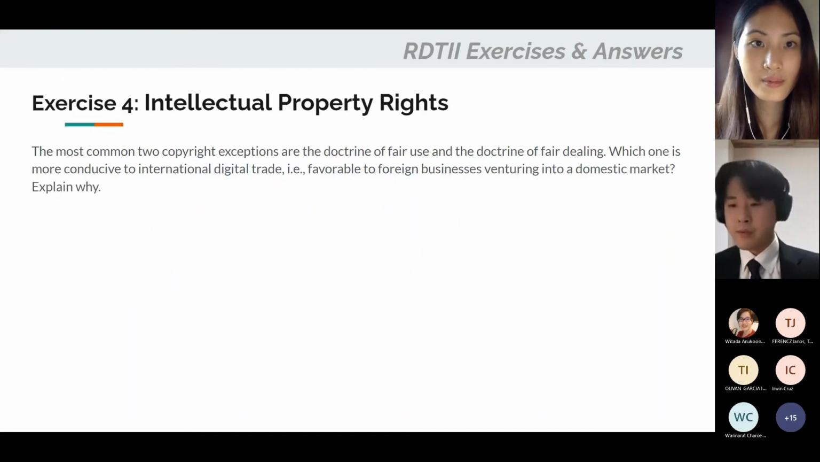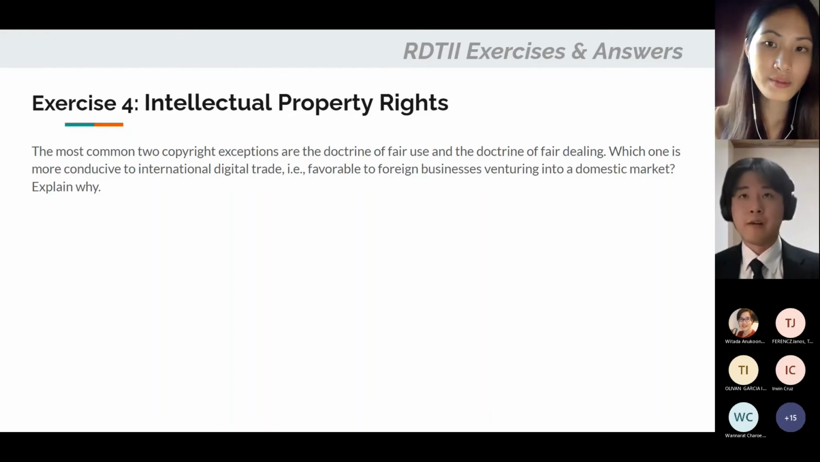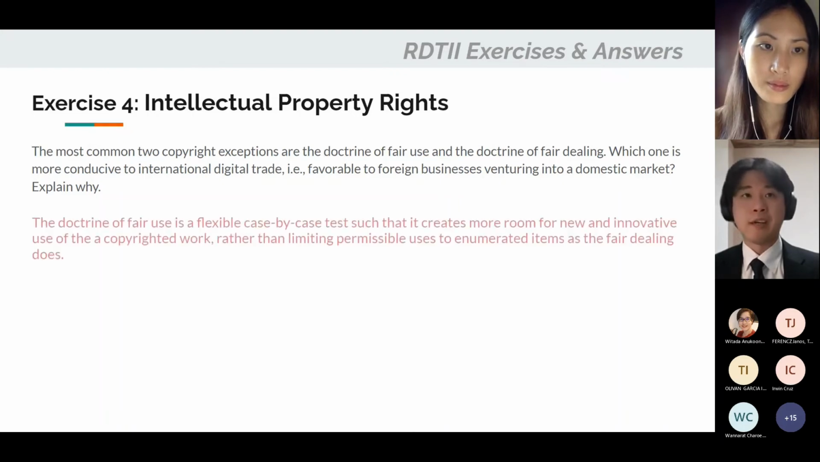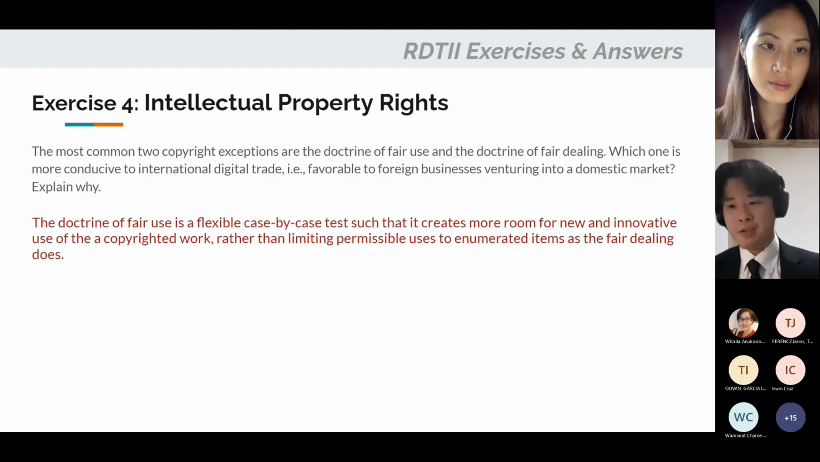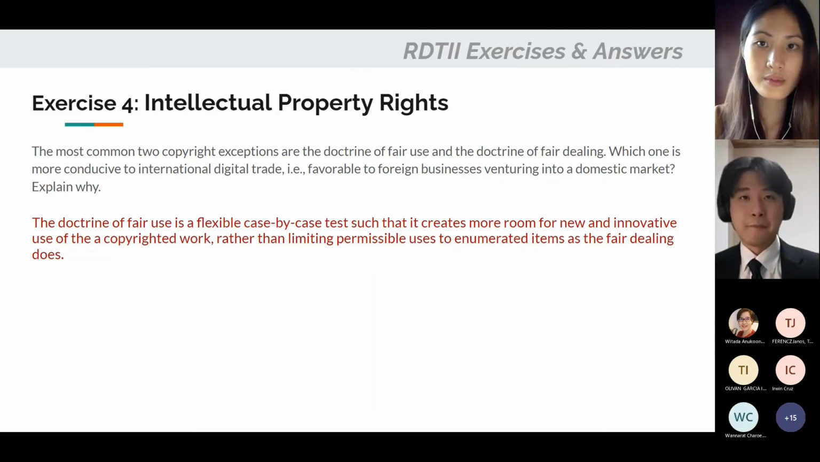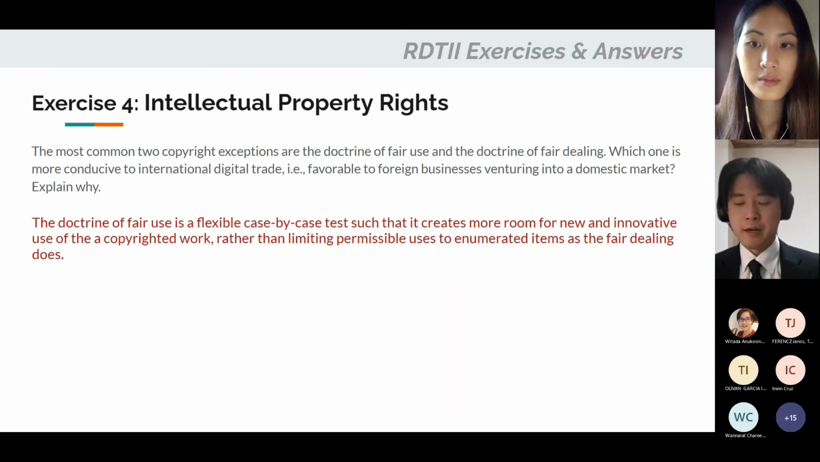So the next question is about intellectual property rights. It asks: the two most common copyright exceptions are the doctrine of fair use and the doctrine of fair dealing. Which one is more favorable to foreign businesses venturing into a domestic market? And all of you actually got this one right. The doctrine of fair use is more conducive to foreign, international digital trade, because it is a more flexible concept.